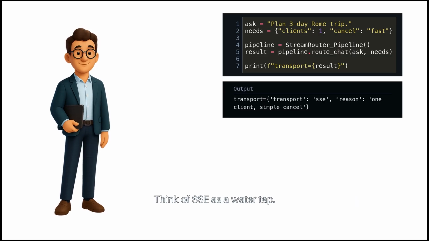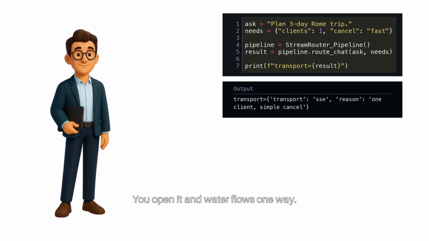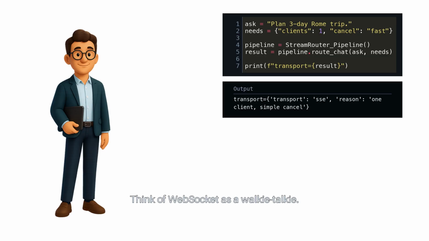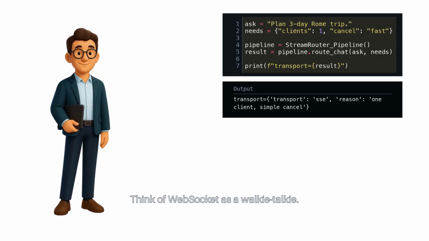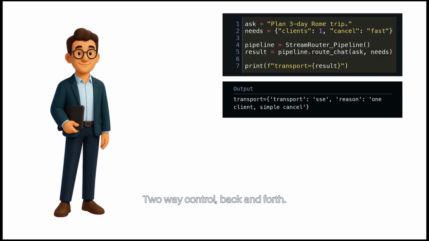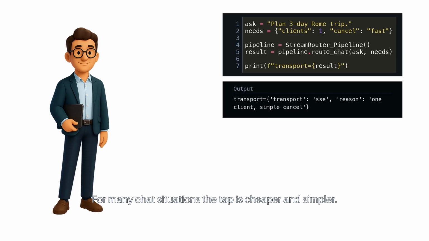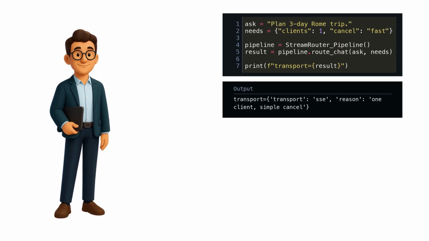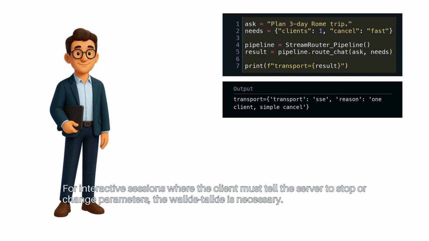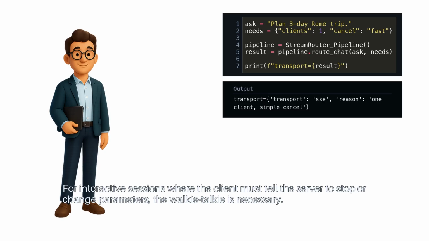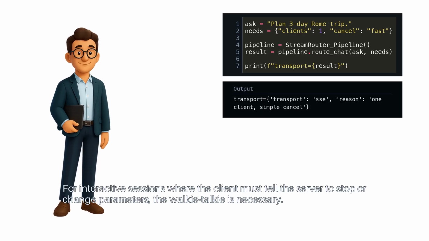Think of SSE as a water tap. You open it and water flows one way. Think of WebSocket as a walkie-talkie, two-way control, back and forth. For many chat situations, the tap is cheaper and simpler. For interactive sessions where the client must tell the server to stop or change parameters, the walkie-talkie is necessary.